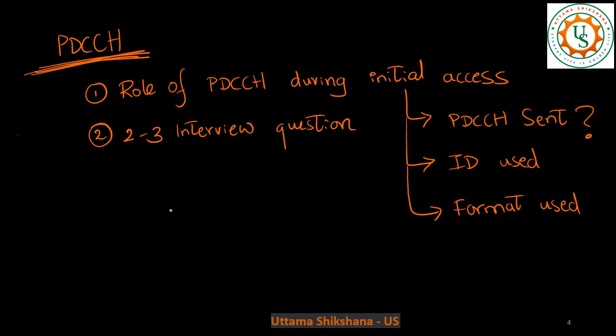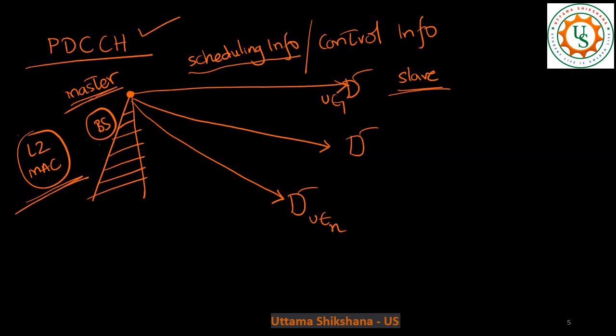In this video, I will talk about two aspects. One is the role of PDCCH during initial access. Which means during initial access scenarios, whether PDCCH is required or not, if required or if transmitted, what is the ID used at the UE to decode it, and what is the format used. During this explanation, I will try to cover two or three interview questions. All right, with this, let's get started.